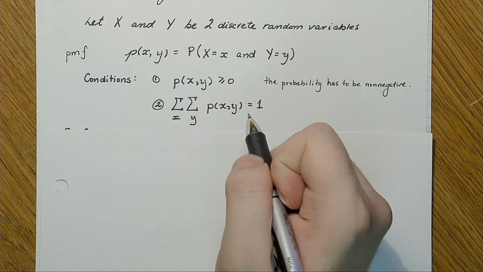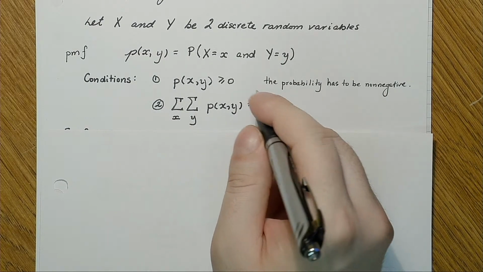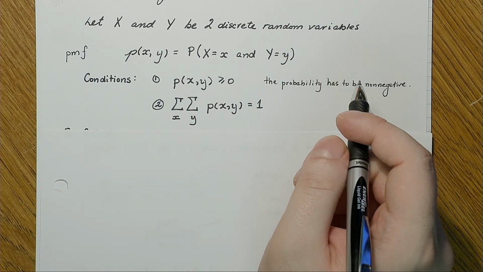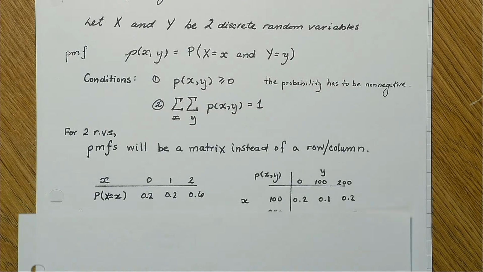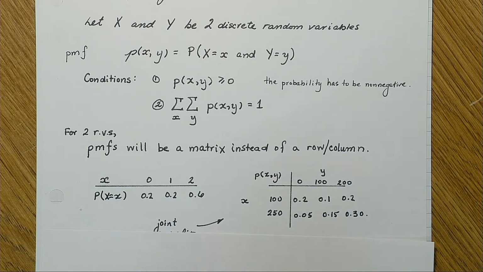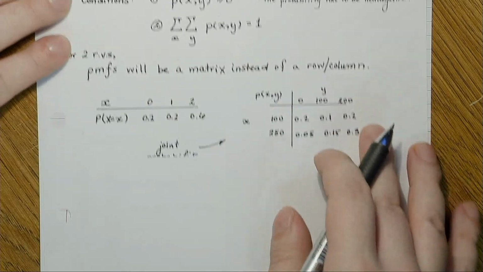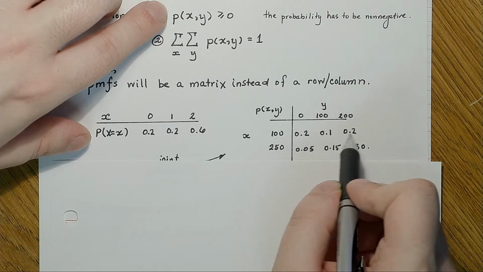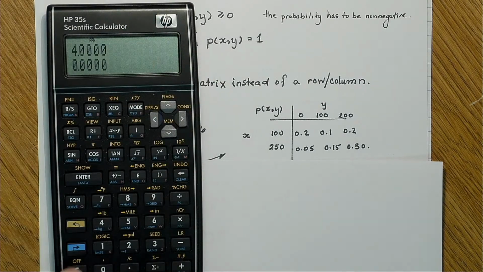If you sum over either the row or the column, that if you sum over the entire table, it should sum up to give you 1. So over here, what I can do is check that each of these values is greater than 0. And if I sum them up, if I take out my calculator, I have 0.2, 0.1, 0.2.